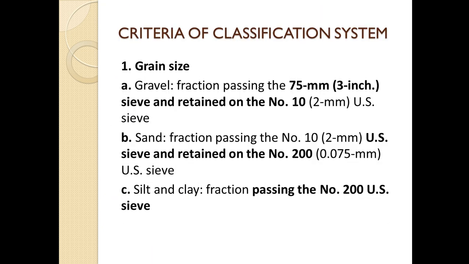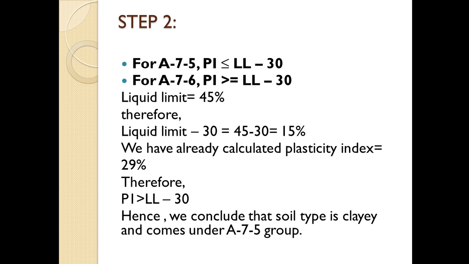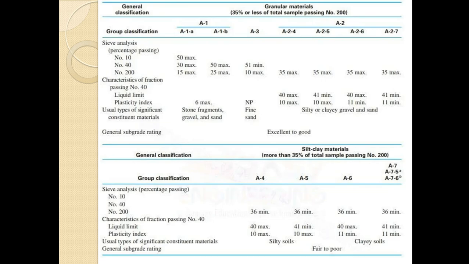As we have discussed the two equations here, we will be using this. Our liquid limit is 45%. So what will be liquid limit minus 30? It will be 45 minus 30 is equal to 15%. And we have already calculated plasticity index as 29%. So you can simply see that the plasticity index is more than the liquid limit minus 30 value, that is 29 is more than 15%. Hence, we can conclude that our soil type is clay and comes under A7-5. Let's move on to the table. So, our soil is clay and comes under A7-5.